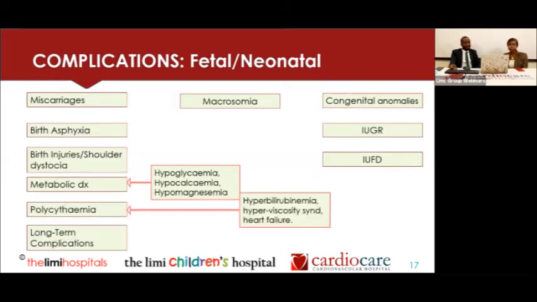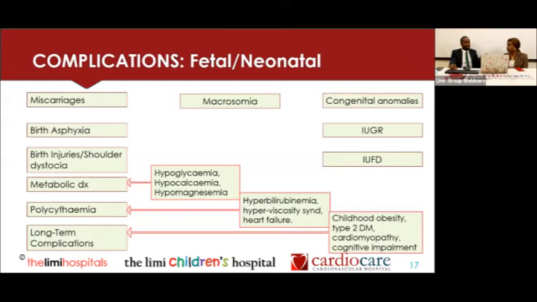Okay, so it's important to know that, and apart from that, like we said earlier, the child of the mother who had diabetes in pregnancy, particularly GDM, is at high risk of childhood obesity and type 2 DM later on, just because of some of the changes that happen in pregnancy. And of course, even cognitive impairment, cardiomyopathy, and some people have described attention deficit hyperactivity disorder being more common in children of mothers that had diabetes in pregnancy. So it's important for us to know all of that as complications of this.